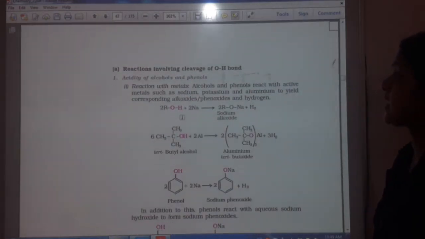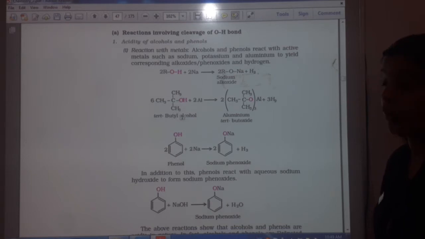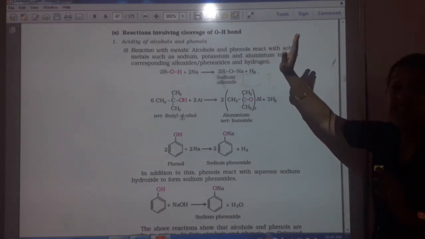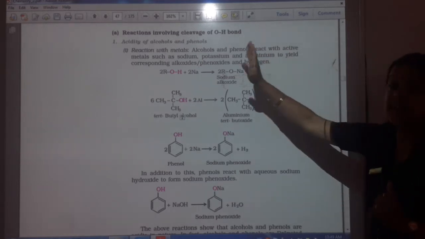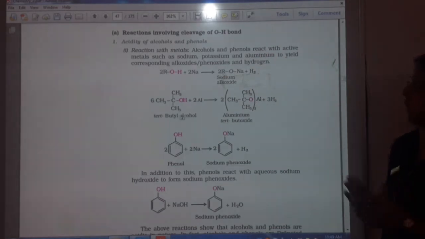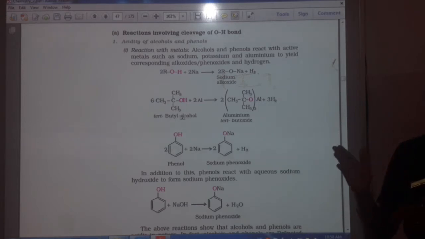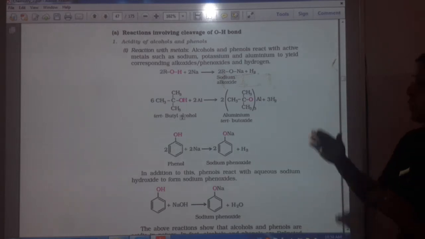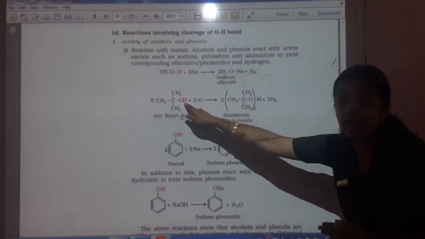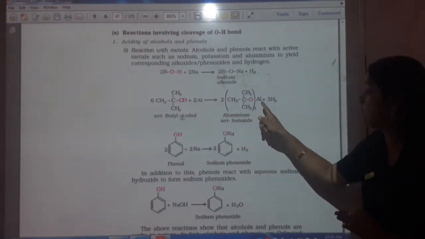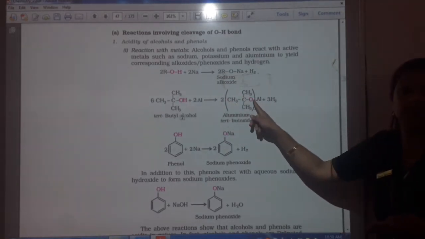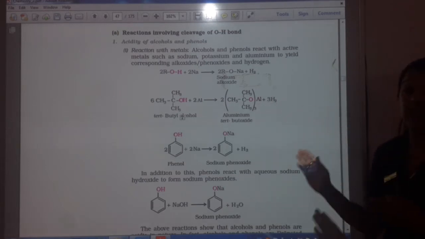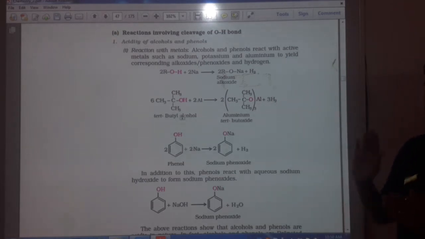Now the first one is reactions involving the cleavage of the OH bond. In this, only the OH bond is being cleaved, meaning it is broken. The first one is when it reacts with metals. When it reacts with metals like sodium or potassium or aluminium, you get the corresponding alkoxide, that is sodium alkoxide, potassium alkoxide, aluminium alkoxide. So how does it work actually? We know this OH bond has to be broken, so the H will be removed, and when H comes out, whatever metal it is reacting with will be connected to the alkyl. So this is how, when alcohol reacts with metals, you get the following product.